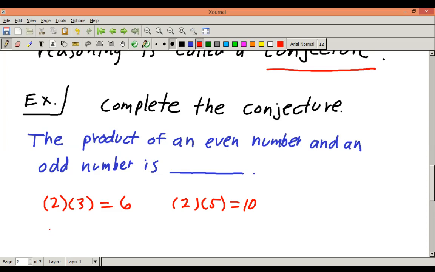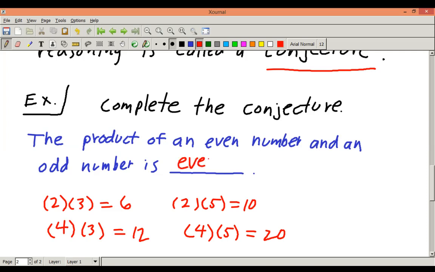Well, try some more. So here's an even and odd, 4 times 3. Multiply them, well, you get 12. Well, we've got another even number there. Take 4 times 5, another even and an odd. That's 20. So every single example you can come up with, when you chose an even number and an odd number, you ended up when you multiplied to get an even number. So your conjecture is that that is going to be an even number.